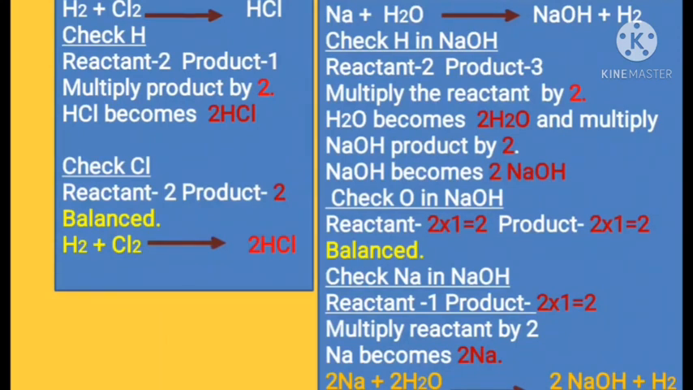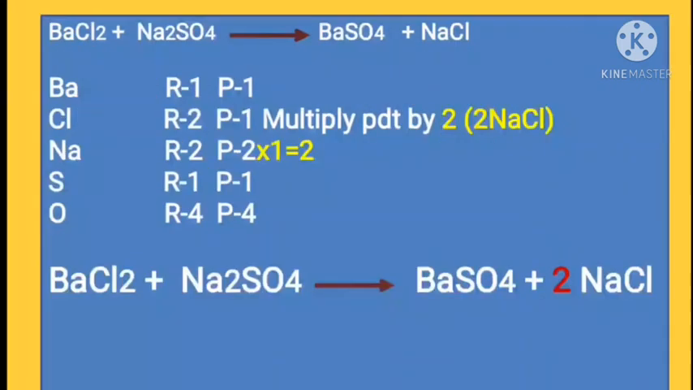Check Na in NaOH. In reactant side we have 1. Product side after multiplication we have 2. So multiply the reactant also by 2. So sodium now becomes 2Na. So 2Na plus 2H2O gives 2NaOH plus hydrogen. This is the balanced equation.